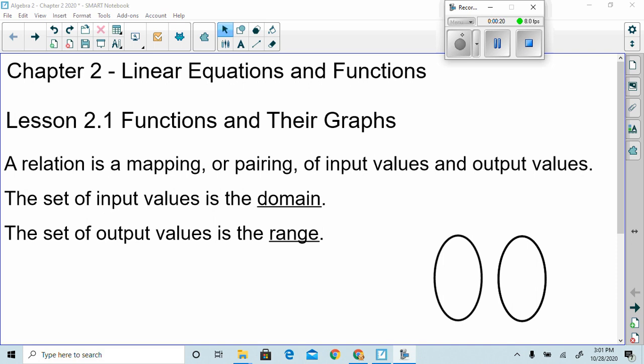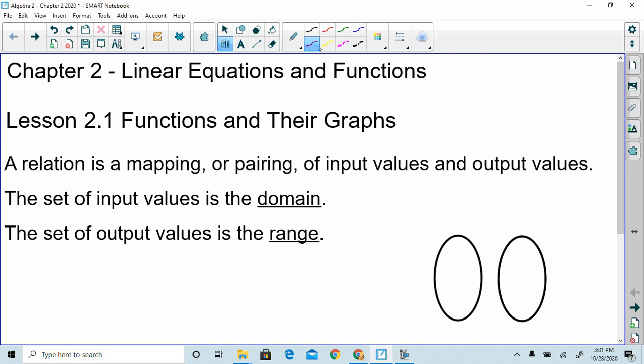A relation is a mapping or pairing of input values and output values. I'm going to be interchanging a lot of words. These input values are called my domain, and my output values are called my range. So again, it says a mapping or pairing, so I'm going to map them to start with. I'm going to have my domain values here and my range values there. Domain is also my input, and my range is also my output. So again, I'm using these words to describe these numbers that I'm going to place inside this mapping.